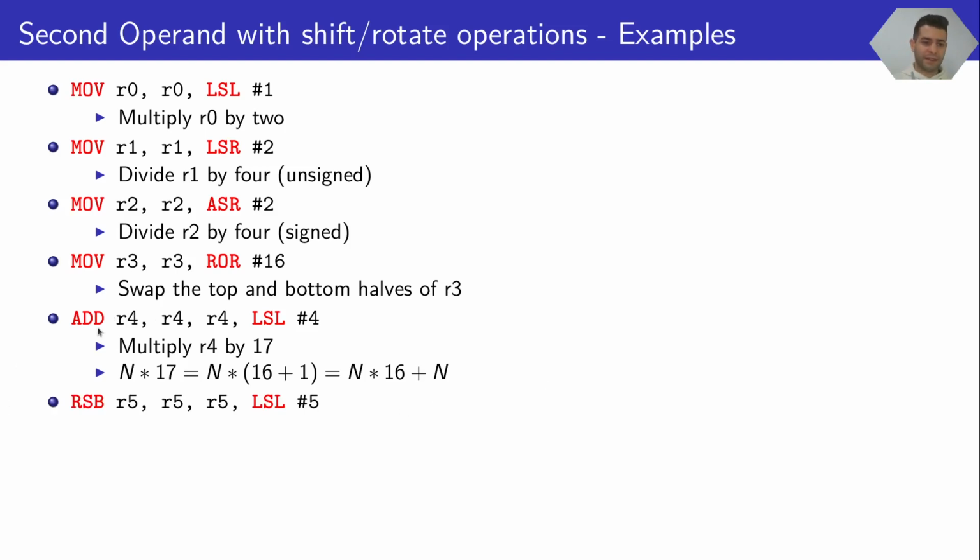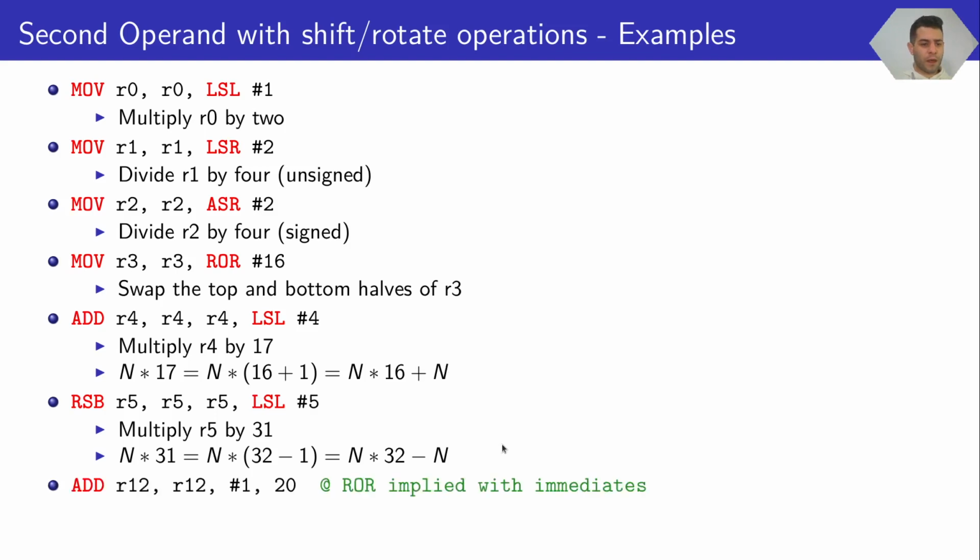Again, this is the same trick. This time we are subtracting. Here we are performing a logical shift left of 5, so we are multiplying by 32, and then we are subtracting R5. This is the same as multiplying R5 by 31. It is the same catch: you can write 31 as 32 minus 1, basic math, and again it is the same as here.